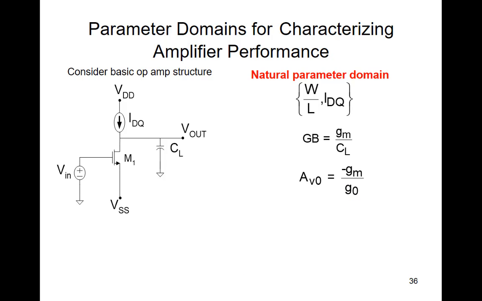In the natural parameter domain, I'd like to then get the parameters of interest. I'm going to assume that in this case I'm interested in the gain bandwidth product and AV. I could be interested in other things, but let me focus on GB and the gain. So the GB is GM over CL, and the voltage gain is minus GM over G out. We've got a problem. Because these parameters in the two-dimensional space don't appear in the expressions for GB and AV.